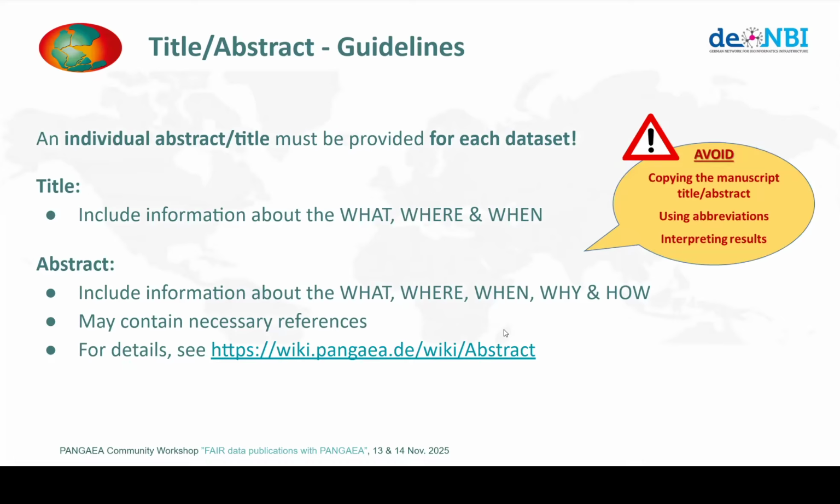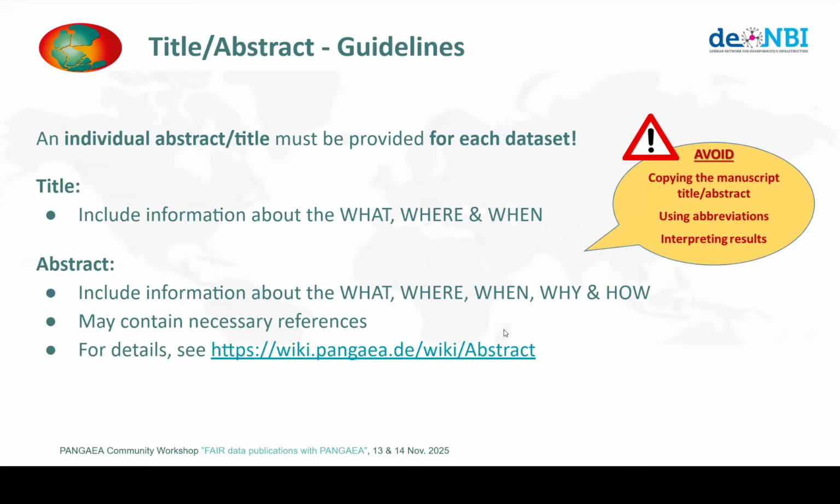So to point out again, some guidelines about titles and abstracts. An individual abstract and title for each data set. This would, for example, be the case if you have several data tables, so different types of data set that you put into one data submission. In the data set titles, please include information of what, where, and when the data was measured. And in the abstract, of course, there's a little bit more detail about the data set, about what was measured, where, when, why, and how. And you can have a look into our wiki article to find some more details about that.